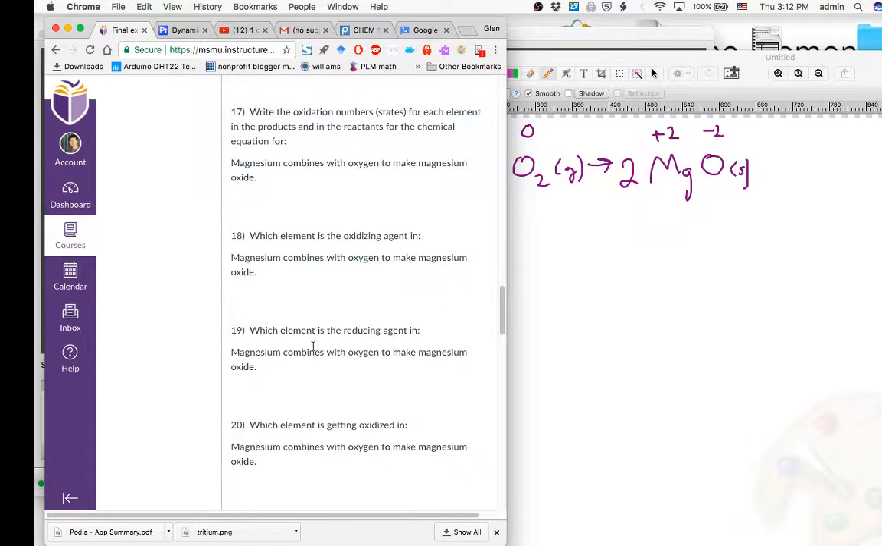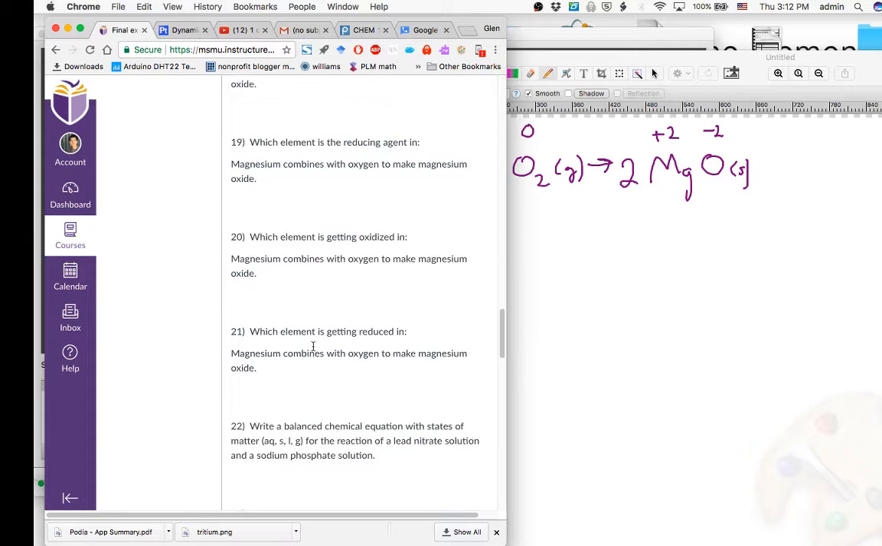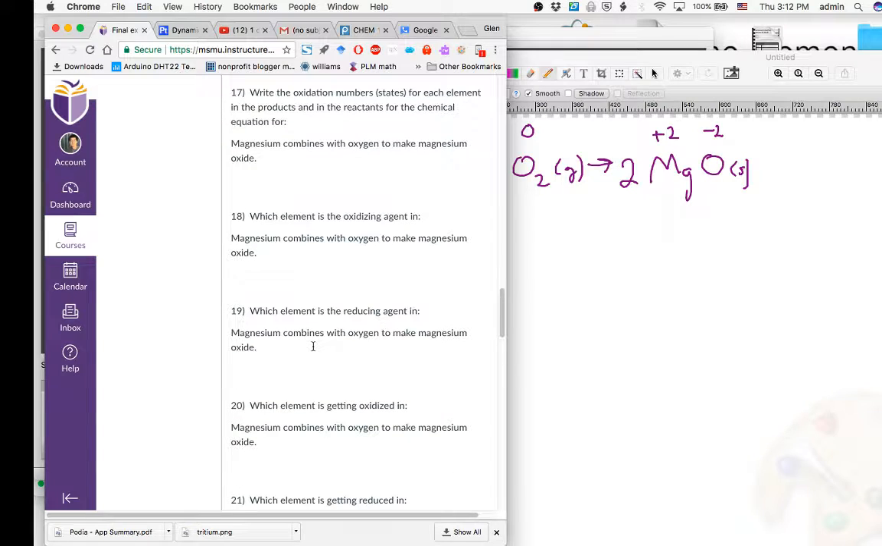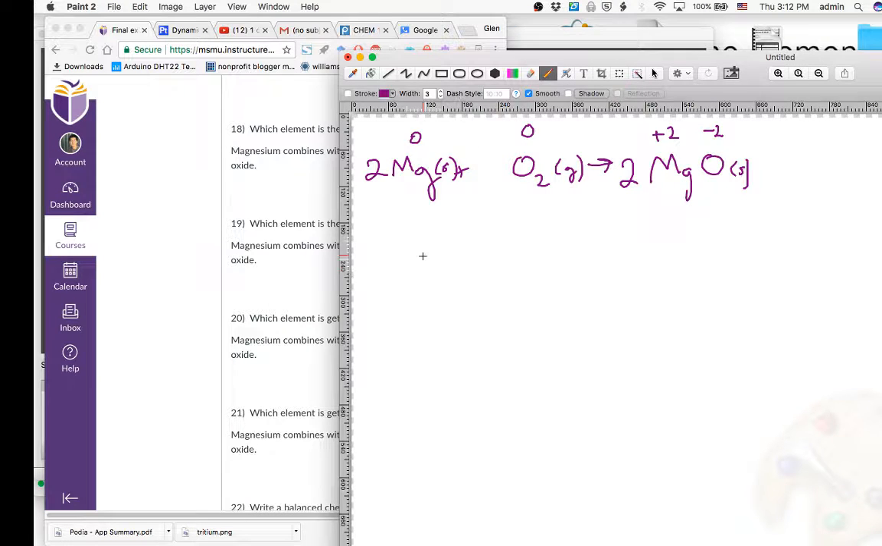Okay, that was number 17. Now number 18. Which one is the oxidizing agent? Okay, now let's see. Who got oxidized and who got reduced? Mg went from 0 to 2, so this got oxidized. Oxygen went from 0 to -2, so this got reduced.